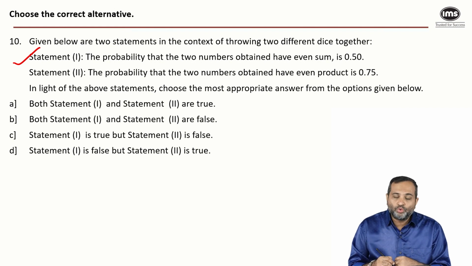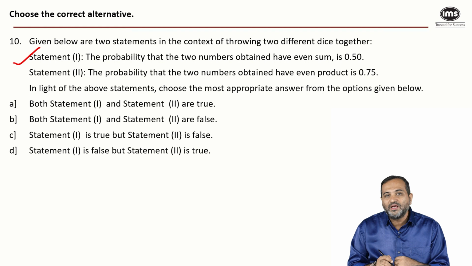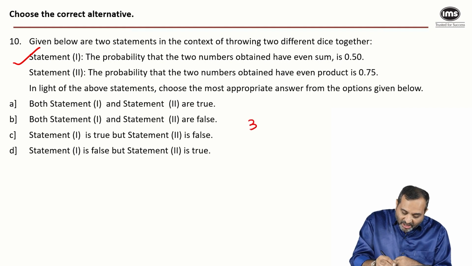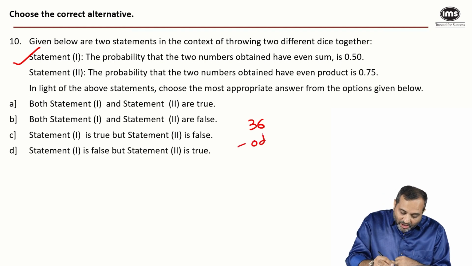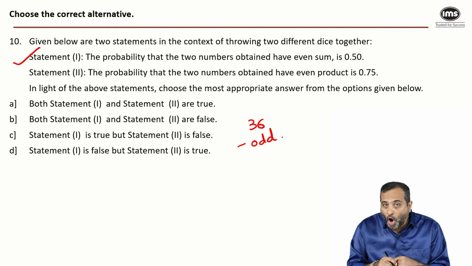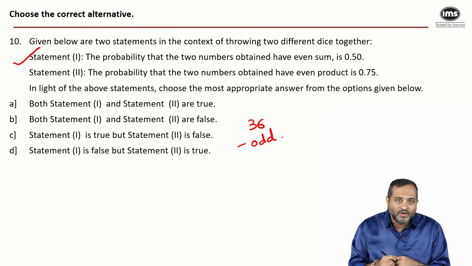The probability that the two numbers obtained have even product is 0.75. Now, when will my product be even? My product will be even if one of the numbers shows me an even number on the dice. So to answer this question, what I know is that my sample space is 36. If I subtract cases which will give me my product as odd, then I will get even product.